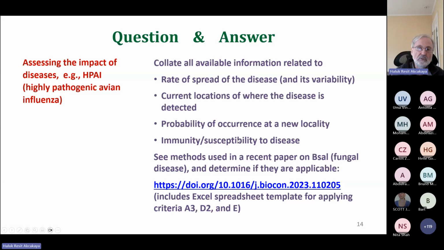or susceptibility to disease. Now, after you collect these, you can see if the methods we used in a recent paper on a fungal disease affecting salamanders in Europe may be applicable to your case. And the URL of this is here. Janet will be putting that in the chat. This paper includes an Excel spreadsheet template for applying this sort of information to criterion A3, D2, and criterion E to assess species according to these 3 Red List criteria.